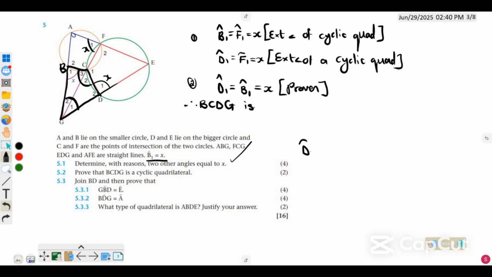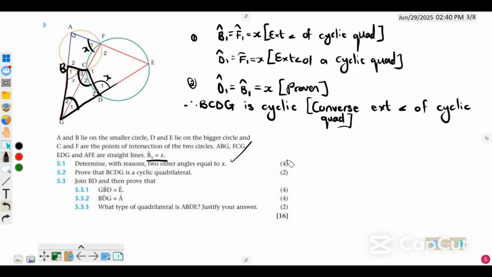BCDG is cyclic. If you look at this, we used something related to the exterior angle of a cyclic quad. Then the reason will be what? Converse of the exterior angle of a cyclic quad. Like that. It's the converse now. Remember, we said what we actually mean by a converse in simple terms. If A implies B, then B implies A. If you have eaten, it means you are full. If you are full, it means you have eaten, just like that.